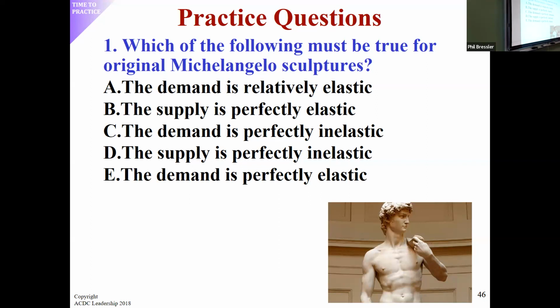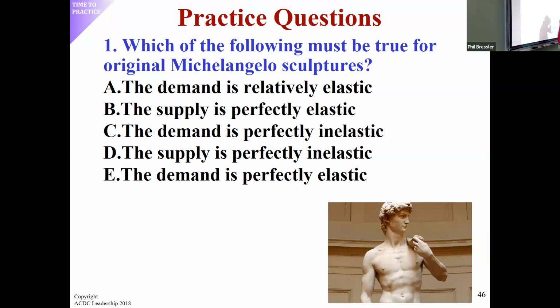Hey, that's an A! B as in broccoli! C as in Caroline! D as in dogwood! E as in elk! So we got... See, demand is perfectly inelastic. The supply. Okay. Who's got C?